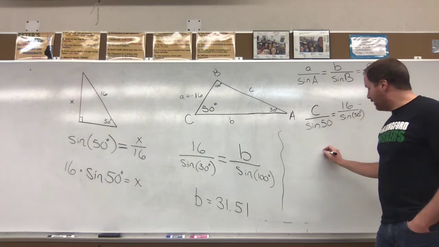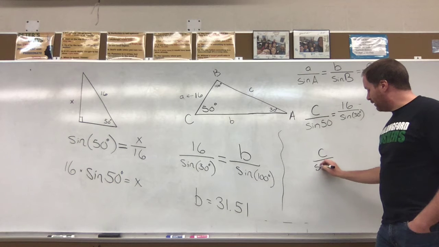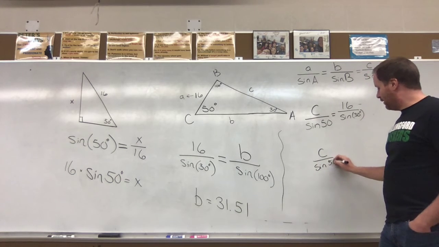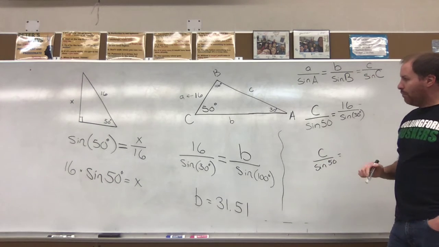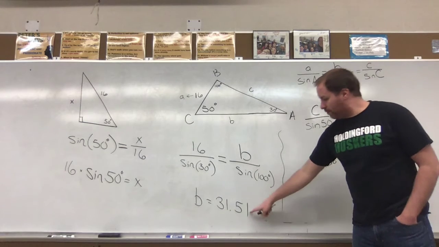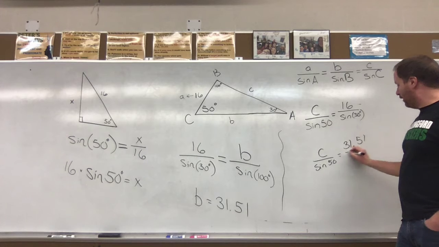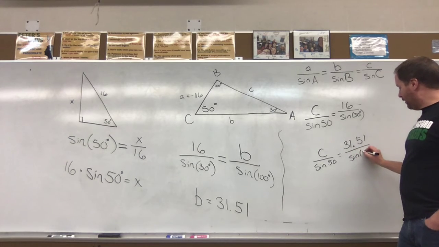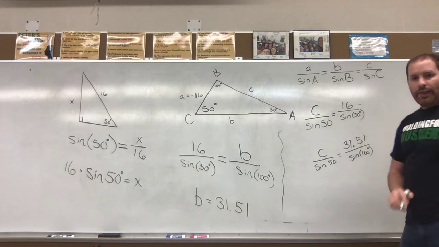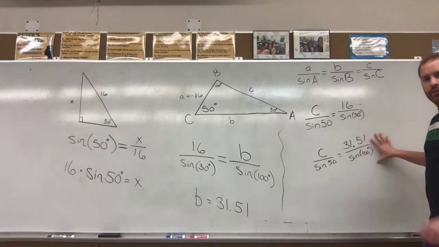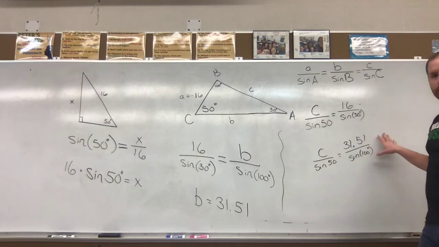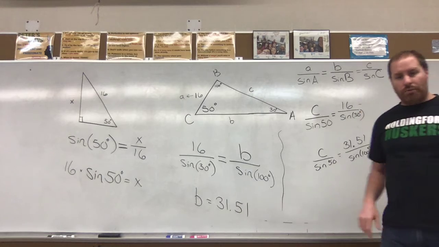If you didn't want to use that, a second way we could do this, we're still looking for side C, so we have to use that. But you could also use this one, since we now know what B is. You could do this, 31.51 over sine of 100 degrees, right? That's okay to use as well. You can use this one also, and then just multiply this over, and we're good to go, right?